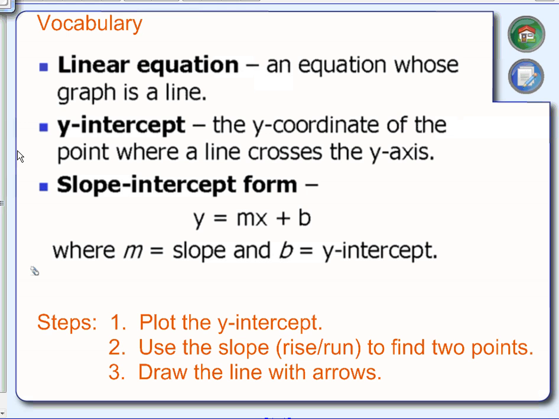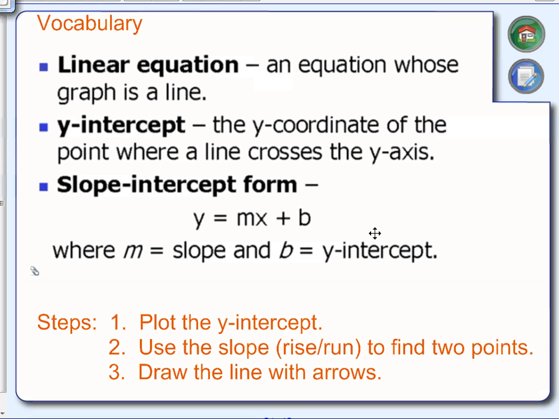review, we have some different vocabulary words. One we just talked about, which is the slope-intercept form. Another is the y-intercept, where the y-coordinates of the point where a line crosses the y-axis. And then the last one is a linear equation, and that is an equation whose graph is a line. So in the last chapter, we saw some different graphs that looked like V's or parabolas, and those are considered not linear equations. So just when it's a line.